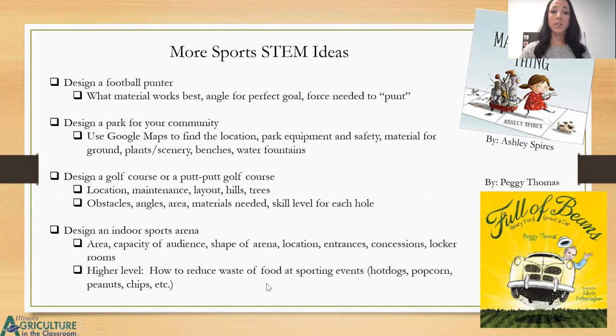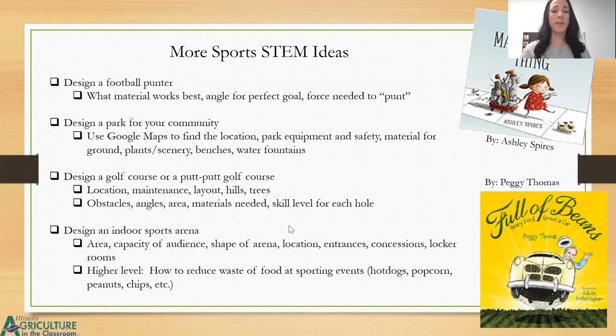How do you reduce waste of food at sporting events? We're looking at the fact that you have hot dogs, popcorn, peanuts, chips, all of that, and the materials that are used for all of those. You could say, well, how could we eliminate some of this waste? You could even take it a step further and look at how we get hot dogs. Where does our popcorn come from? What about peanuts? Where are they grown? How are they grown? And chips? So you could definitely continue that connection to agriculture.